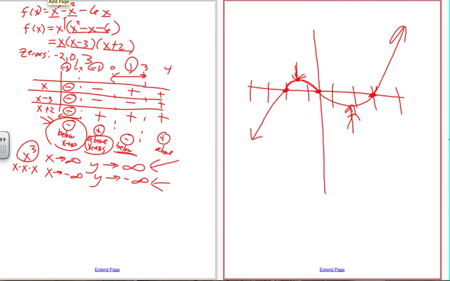This is called a local extrema. And a local extrema is just where the function changes direction. It was increasing, and it went to decreasing. Here it was decreasing, and now it goes back up to increasing. So this is also a local extrema.